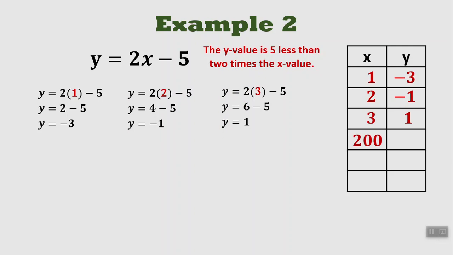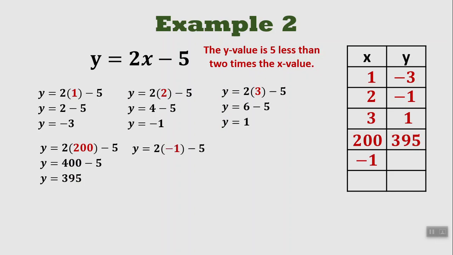So again, what if we choose a large value for x? Well, we just plug it in, and you can see that we would get 400 minus 5, which is 395. So there's another solution. We can pick negative numbers. What if we chose negative 1? Plug in negative 1, simplify, and get negative 7.